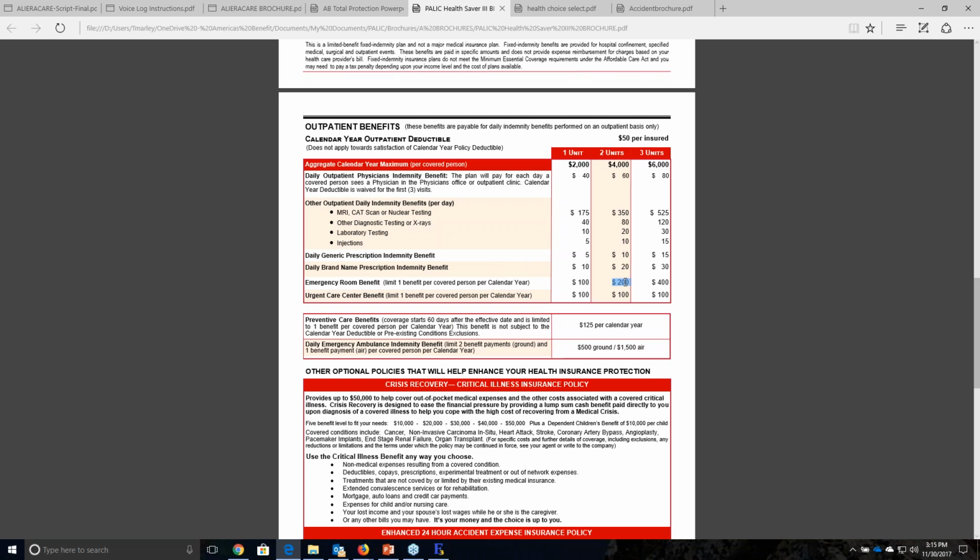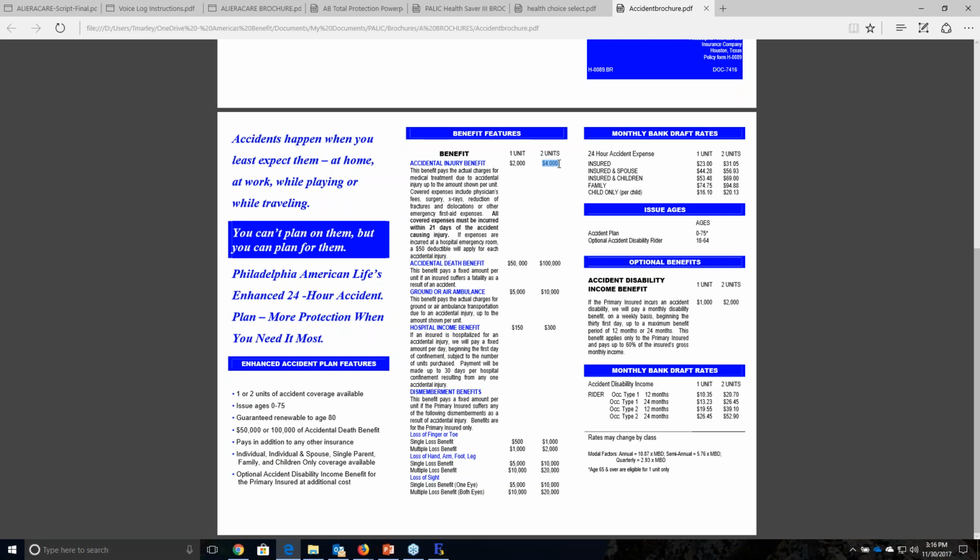Right? So we had a guy that was doing push-ups, for goodness sakes, and tore his rotator cuff. That's an injury. Our plan paid. Right? The lady got bit by a spider. It paid. Right? And of course, if you slip and fall and break your ankle, that's paid as well.